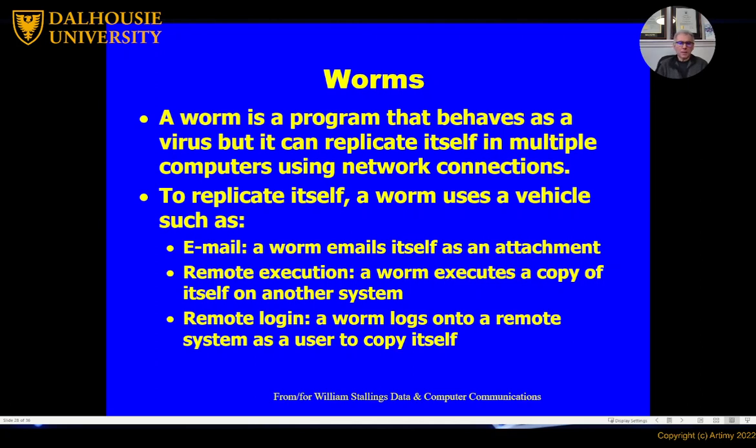Worms are viruses that can replicate themselves across networks. So a virus may not replicate itself across computers. It may replicate itself inside a computer itself, one computer. But worms have the ability to go from one computer to another if they are connected, right?